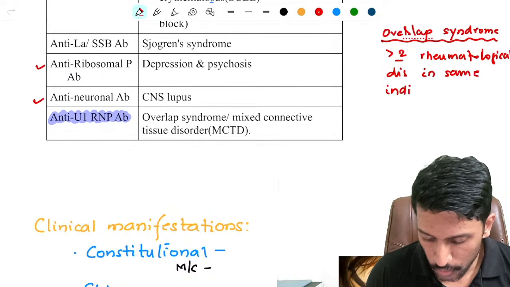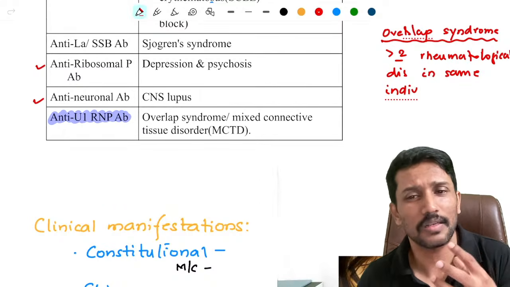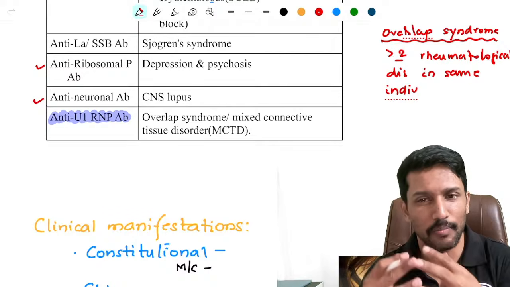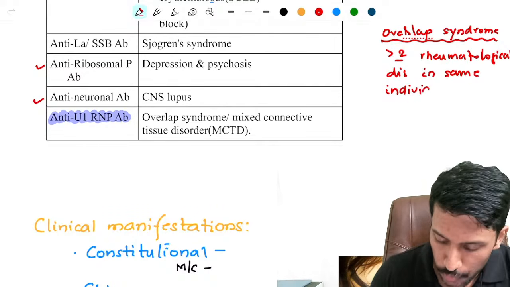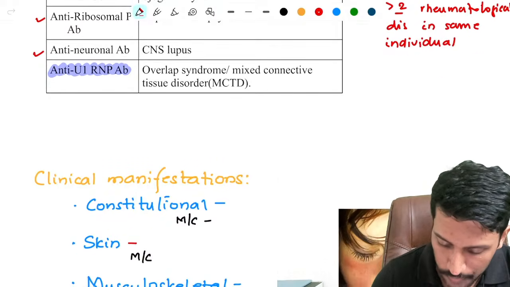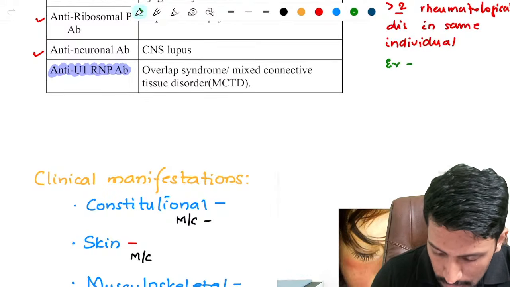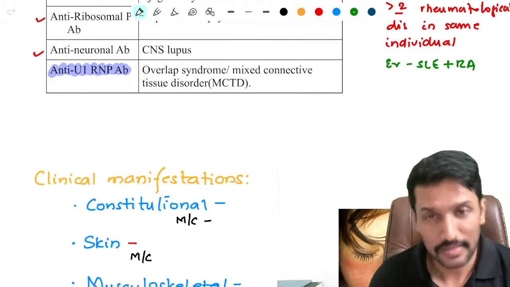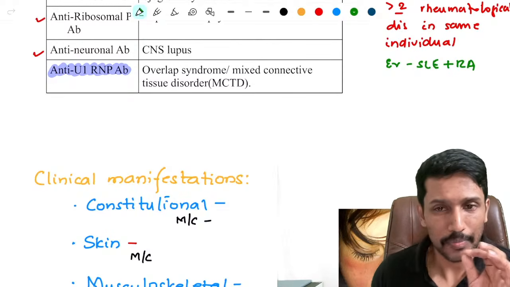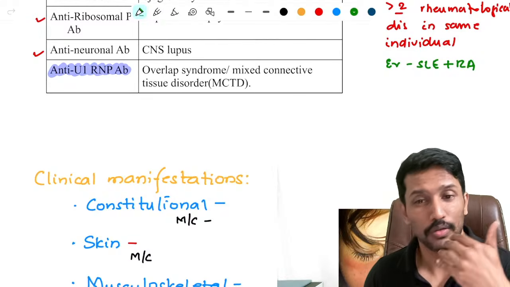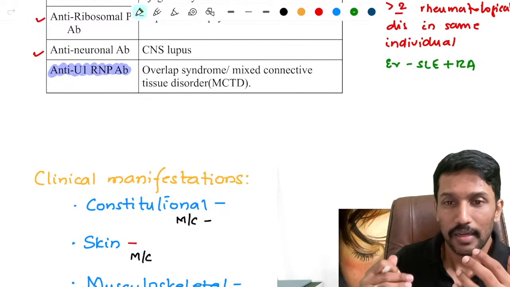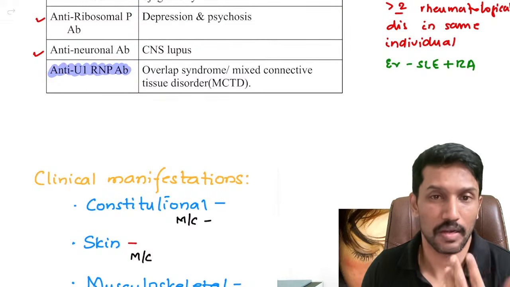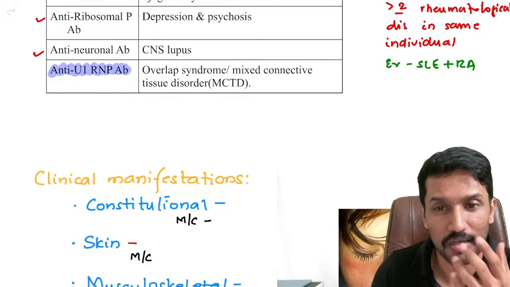So for example, I told you SLE plus rheumatoid arthritis. In fact, there's a name coined for it. It's called rupus. Rheumatoid plus lupus combined. Rupus is an overlap syndrome. Example, SLE plus RA. So that's an overlap syndrome. But in an overlap syndrome where you have two or more rheumatological disorders, if in that patient you find the anti-U1-RNP antibody positive, we will call it mixed connective tissue disorder.